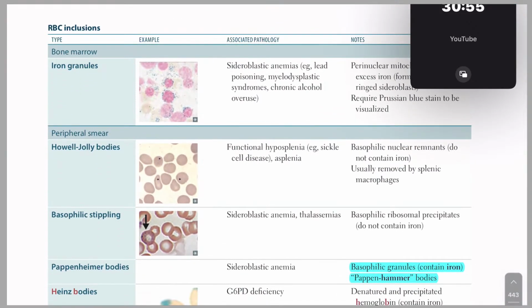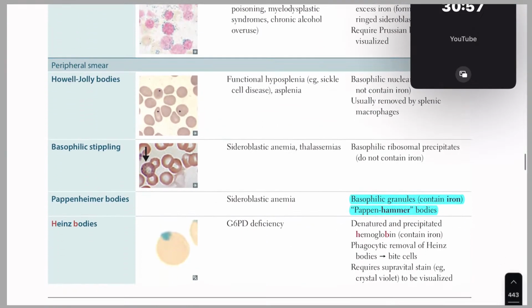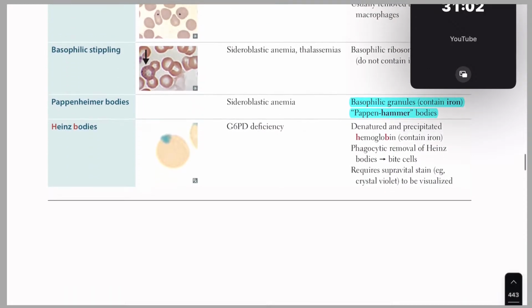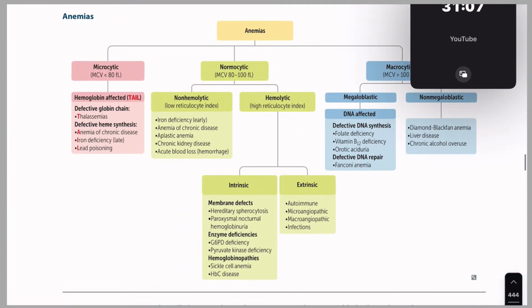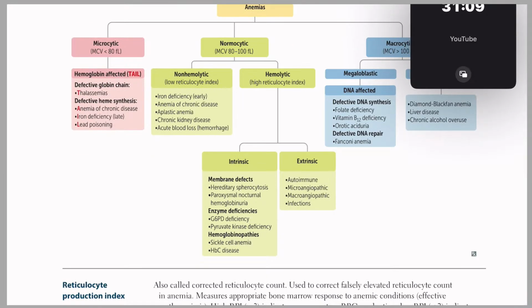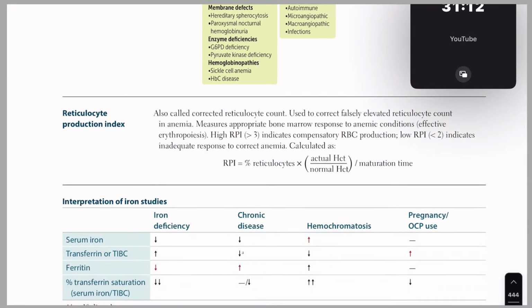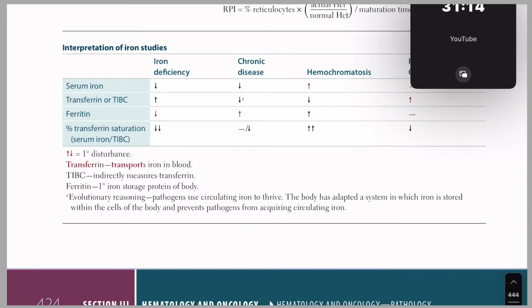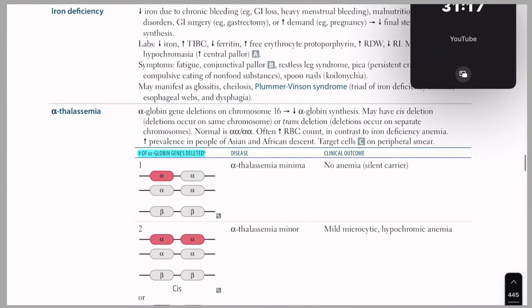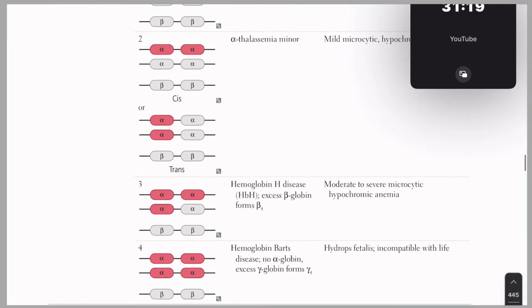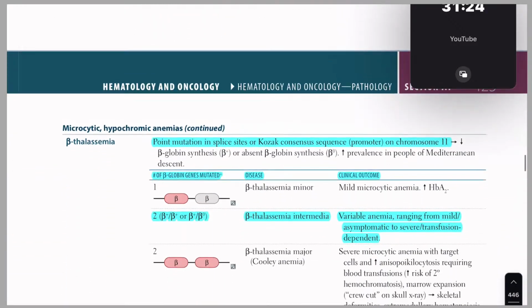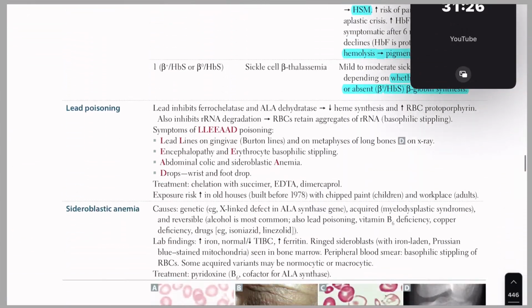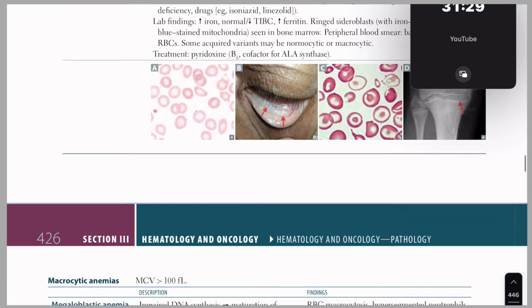RBC inclusions, iron granules, Howell-Jolly bodies, basophilic stippling, Pappenheimer bodies, Heinz bodies. Then anemia: we saw the classification of anemia, reticulocyte production index, interpretation of iron studies. Microcytic hypochromic anemia we have seen. The examples: iron deficiency, alpha thalassemia, beta thalassemia, lead poisoning, sideroblastic anemia.